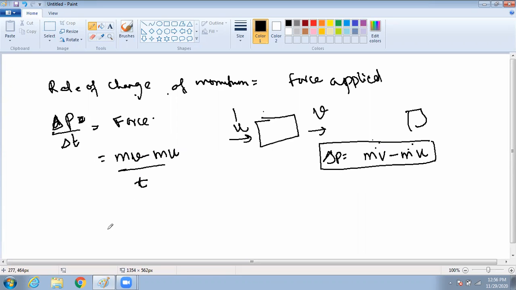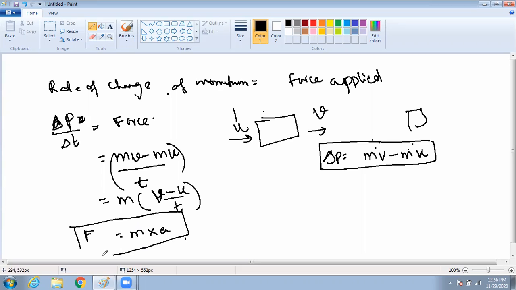Now take m common. So we have m times (v minus u) by t. What is v minus u by t? Acceleration. Understood how it came? Note down this.